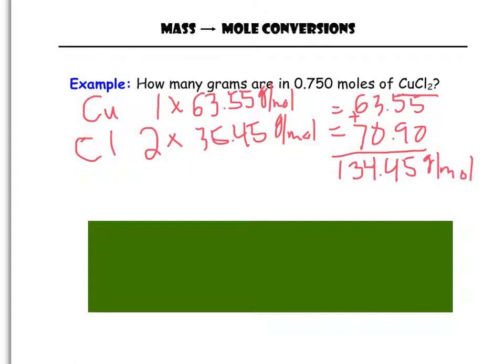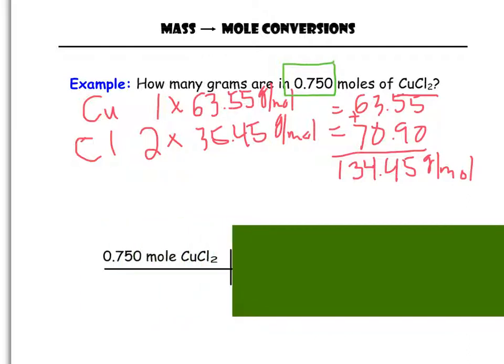So what this is telling us is our starting information here. What we're starting with is 0.750 moles of copper chloride. So we're going to put that in the top left. And now, since I have moles of copper chloride on top, I need to put moles of copper chloride on bottom. Well, we figured out that this 134.45 grams is per 1 mole, because anytime you're adding up stuff from the periodic table is always per 1 mole.